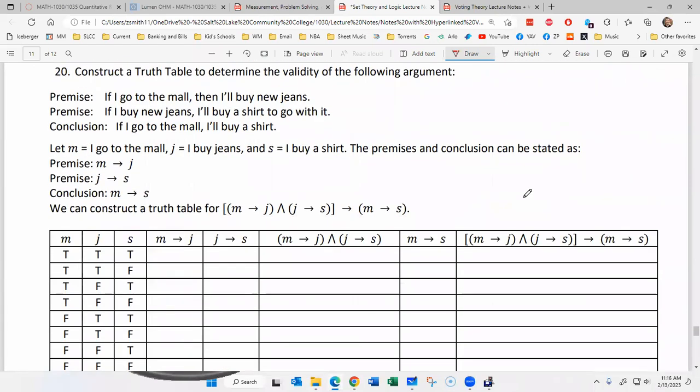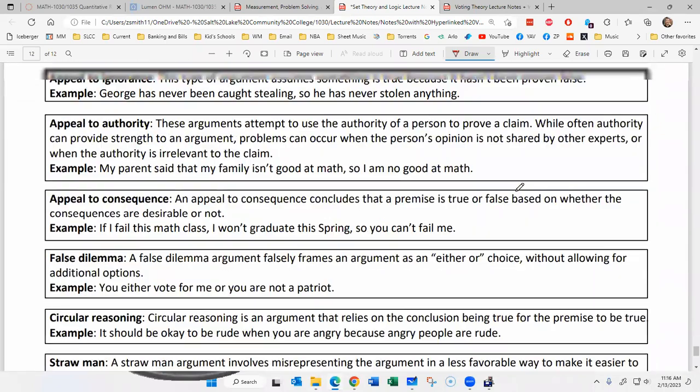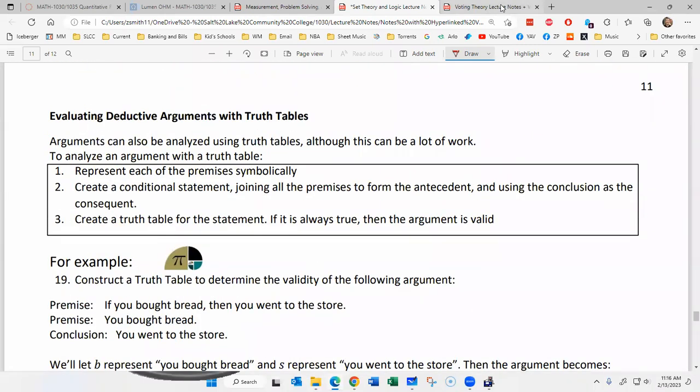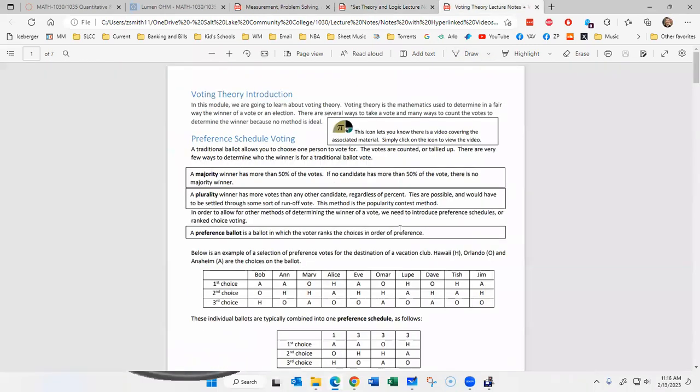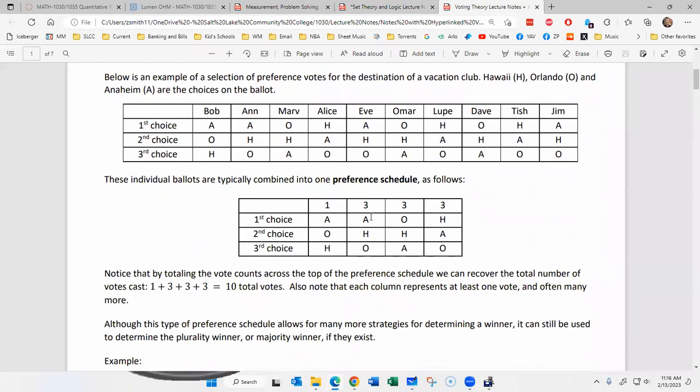Item 16. There's still a lot more to do in this stuff. The voting theory. So did you all get a copy of the voting set measurement notes in the chat? Want to make sure you have them before.